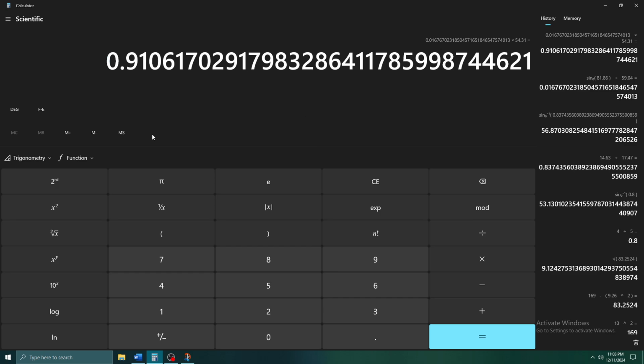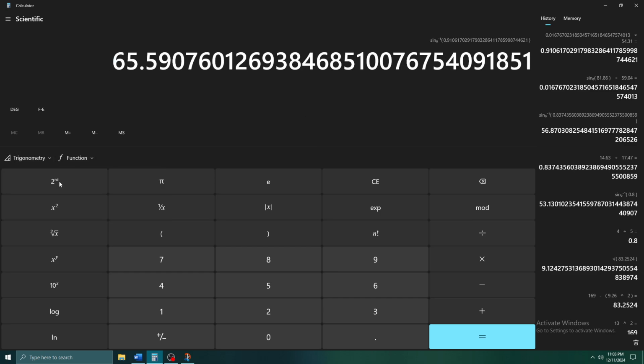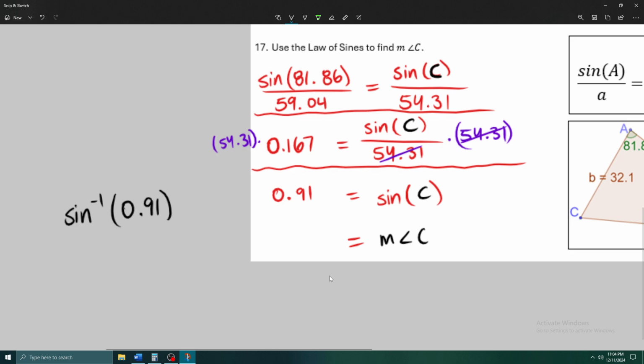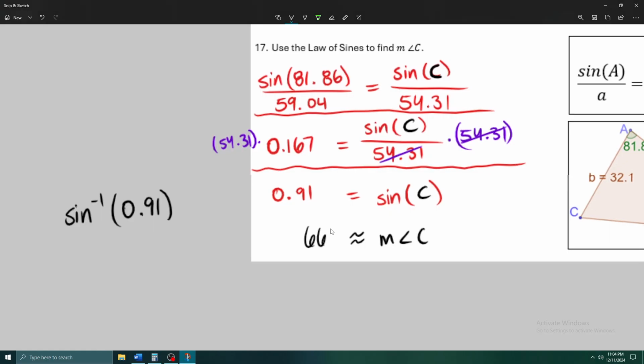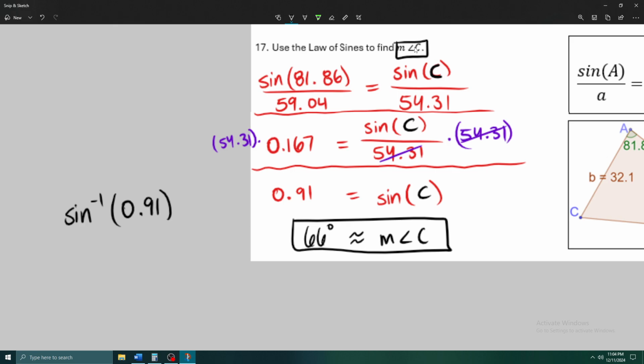So I take this number, and I'm just going to take the inverse sine, and I get 65.59. Well, let's just call it 66. So in fact, let me get rid of this because it's not exact. We're at about, what did I say? 66 degrees. Okay. That's our answer. We found the measure of angle C. Yay! Really not too bad, right?